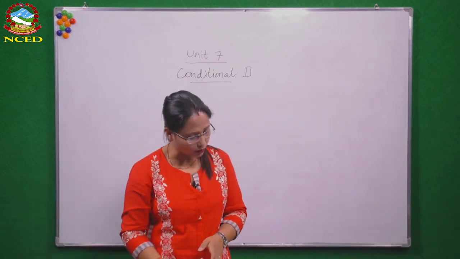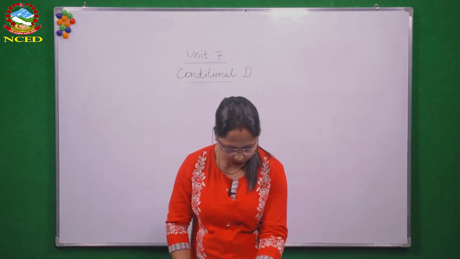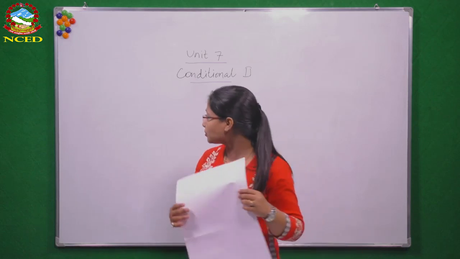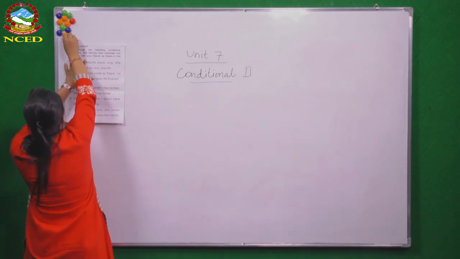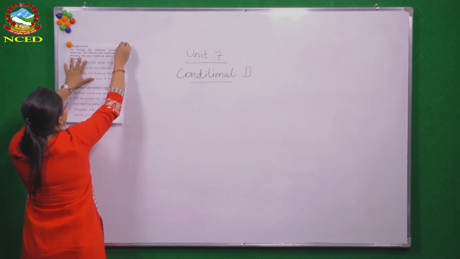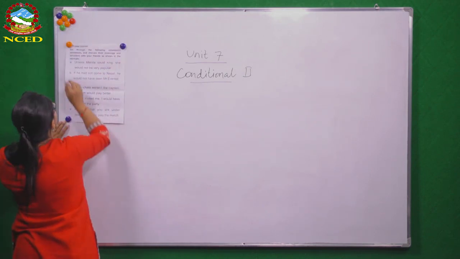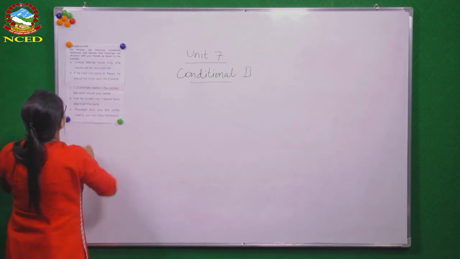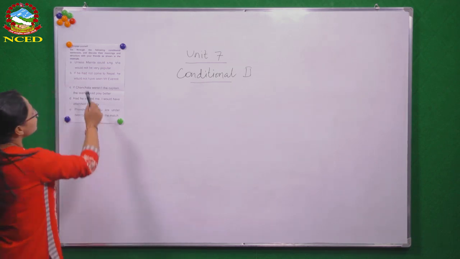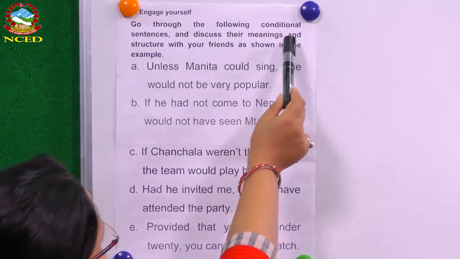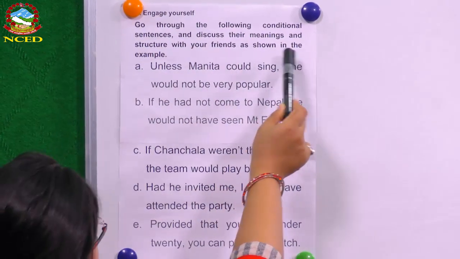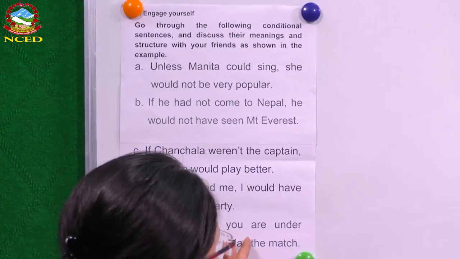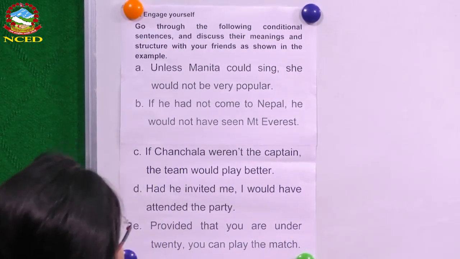Okay, now let's have a look at your book. Look at page number 76. There are some other examples of conditional. Page number 76. I have copied the same thing here. Go through the following conditional sentences and discuss their meanings and structure with your friends as shown in the example. We have already talked about the meanings and structure of conditional sentences before. Let's have a look again.